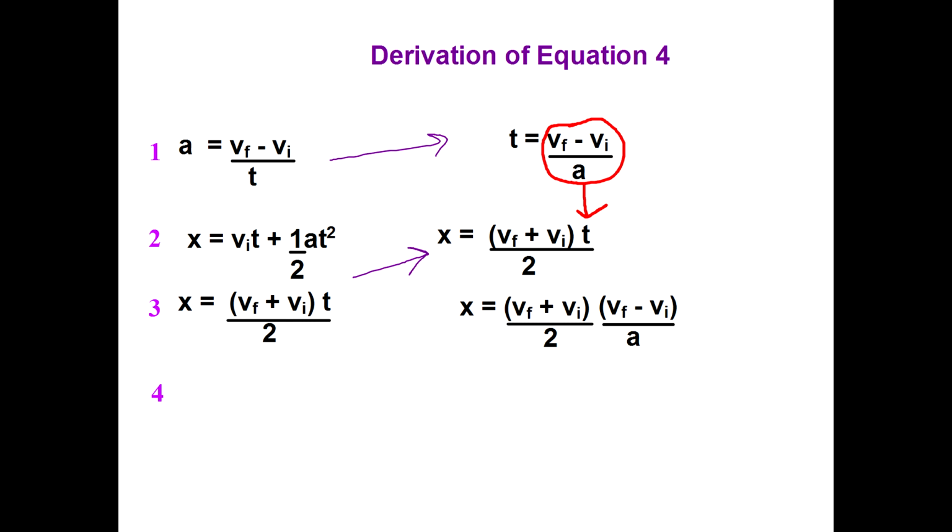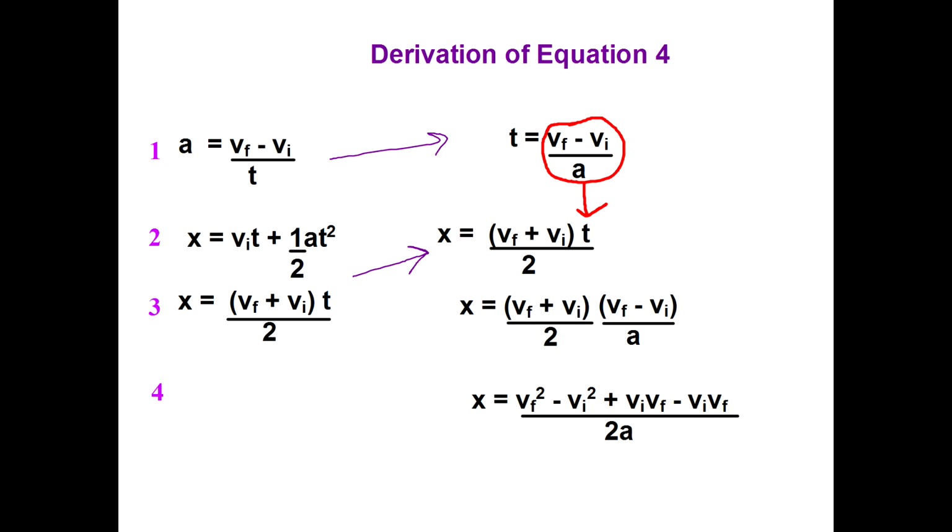If you're not sure how to multiply out brackets, it would be a good idea if you talk to me and we'll go through it. But when you multiply out these brackets, you end up with vf squared minus vi squared plus vi vf minus vi vf. At the end of this, we have a plus vi vf and a minus vi vf. Those cancel out to 0, just like plus 3 minus 3 is 0, and plus 7 minus 7 is also 0. We end up with x equals vf squared minus vi squared over 2a.